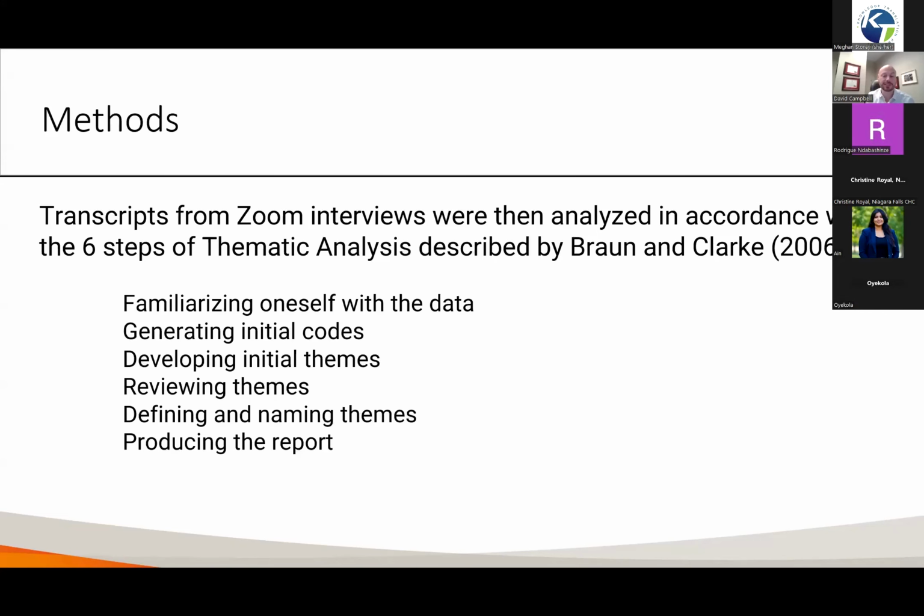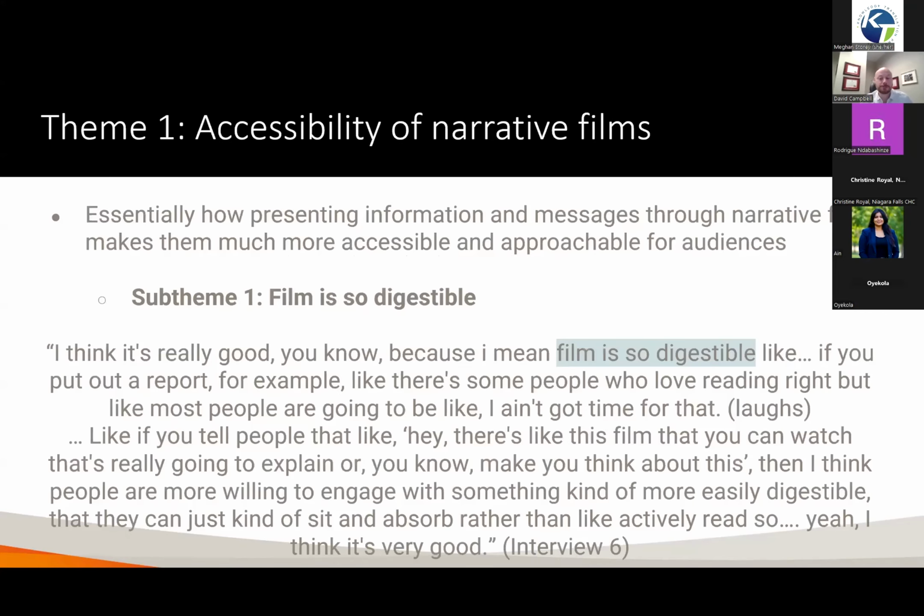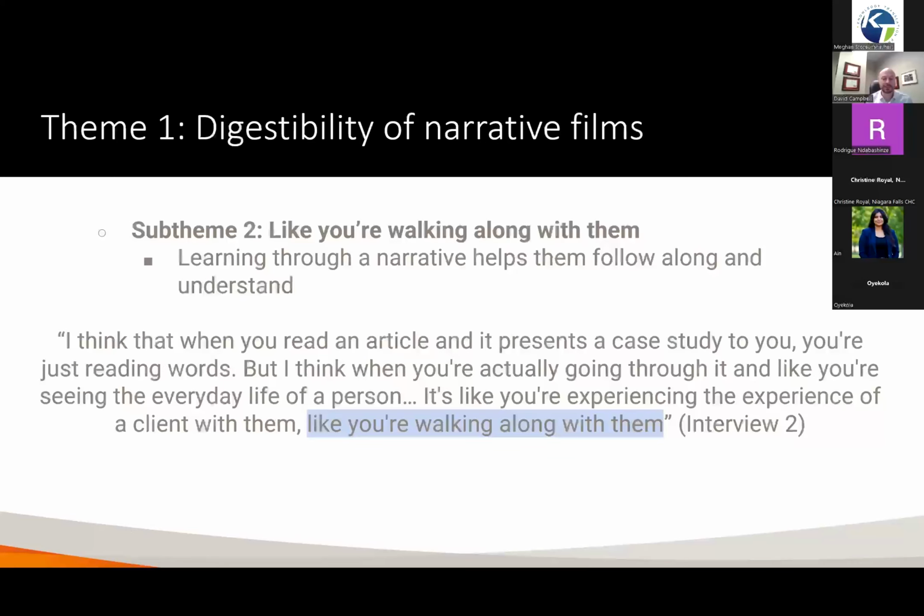We've created different themes so far, and some of them speak to the importance of arts-based KT. In an in vivo quote, somebody said that film is so digestible. You put a report out there, and some people like reading it, but most of us aren't going to read it. But with the film, people can sit and absorb it rather than actively reading it, which I think was quite powerful. Somebody said that watching this movie, it's like you're walking along with them, really helping you to understand somebody else's experience.